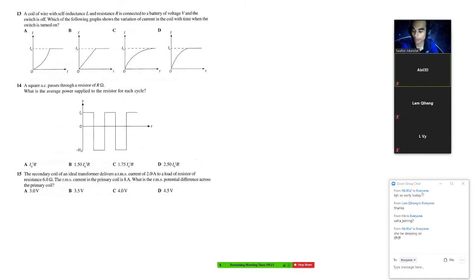A coil of wire has self inductance with a battery voltage, with the following graph of variation of current with time. So this is a current, it's not the induced current, you're asking for the current. When the switch is off, by Lenz's law, it will oppose the changing of the current. The current will go down, and it will push the current back up. So the back EMF will cause the current to increase slowly and reach its maximum, so it will be C.